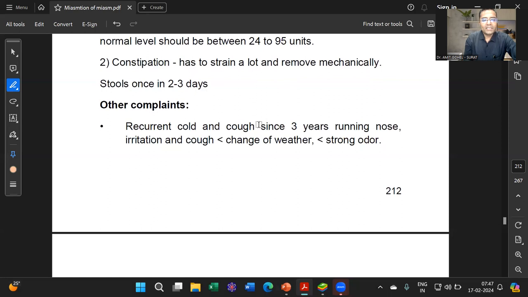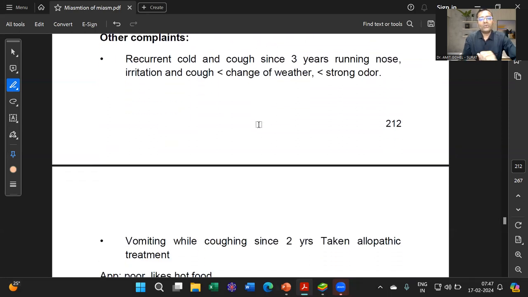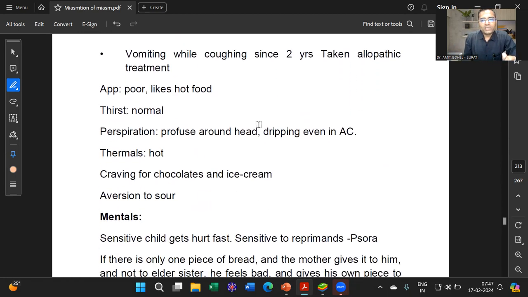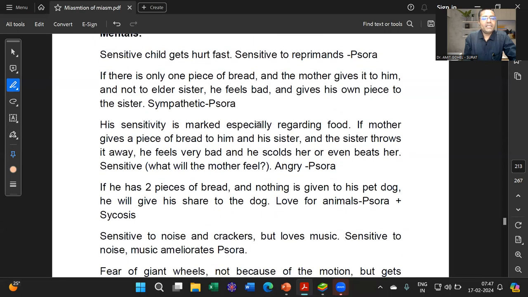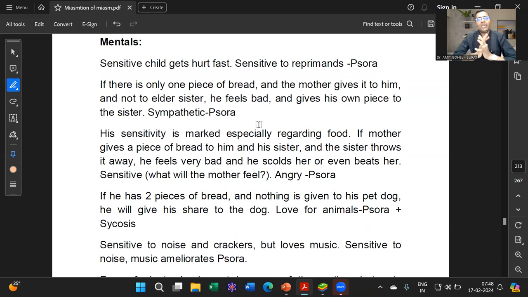Other complaints: recurrent cold and cough for 3 years, running nose, irritation, cough aggravated from change of weather, from strong odor, vomiting while coughing since 2 years, has taken allopathic treatment for that. Appetite generally poor, likes hot food, thirst normal, perspiration profuse around the head, dripping even in AC, thermally very hot, craving for chocolate and ice cream, aversion to sour. Mentally, the child is very sensitive, gets hurt very fast, sensitive to reprimand.